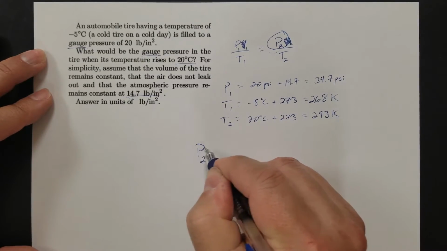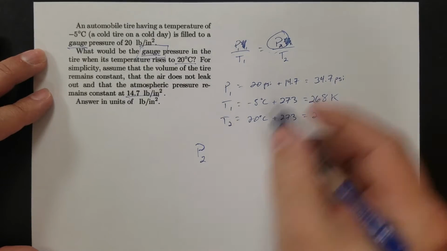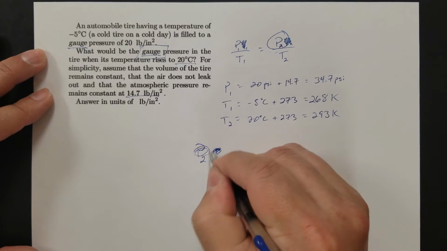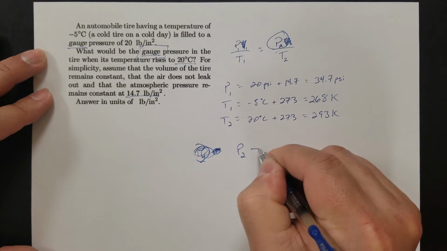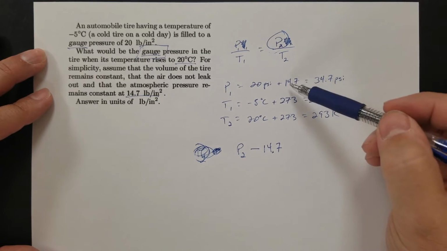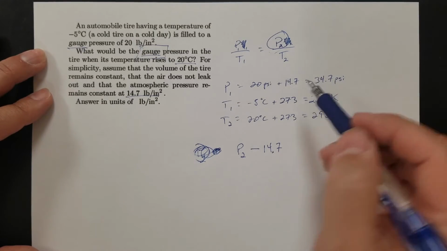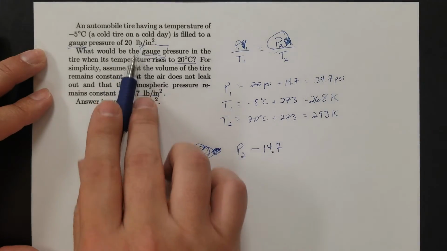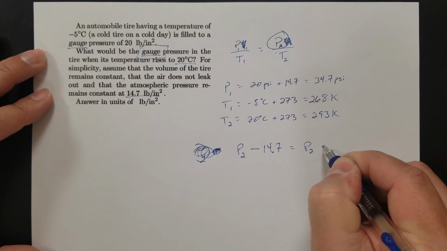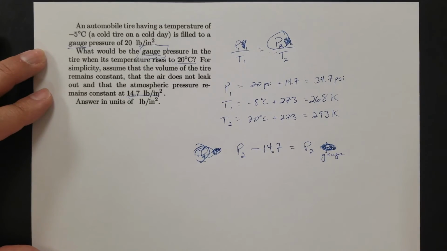Whenever I get P2, the question's asking for the gauge pressure. So whatever I get for P2 when I solve this equation, I have to do P2 minus 14.7 to take me back to a gauge pressure, right? I had to add 14.7 here to turn it into an absolute pressure. I'm going to get my absolute pressure here. In order to get gauge, I have to subtract the atmosphere, and that'll give me P2, that's going to be P2 gauge pressure.